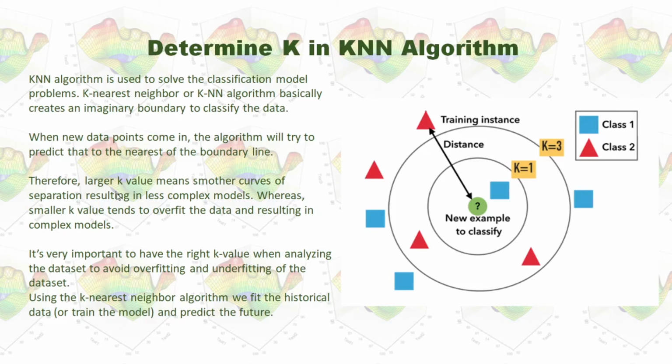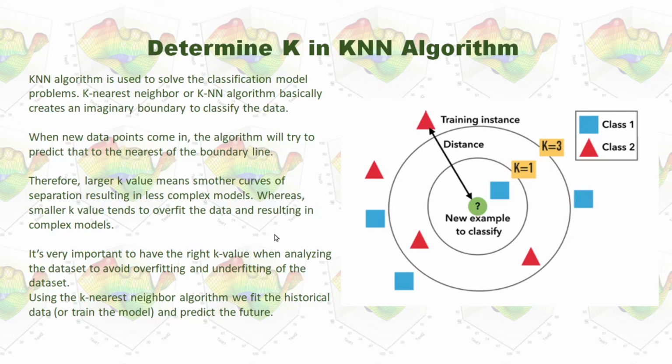So a larger k value means smoother curves of separation, resulting in less complex models, whereas a smaller k value tends to overfit the data, resulting in complex models. It is very important to have the right k value when analyzing the data set to avoid overfitting and underfitting of the data set.